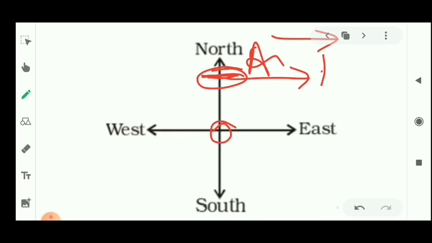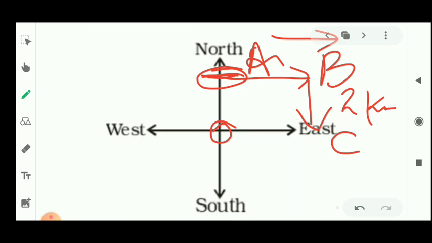Okay, now he is standing at B point. That means in which direction? East. Then he again took a right turn. Right turn means he moves towards in which direction? This direction. Now he reached on which point? C point, and walked for how much? 2 kilometers. Now he is on which point? C point, and his direction is this.